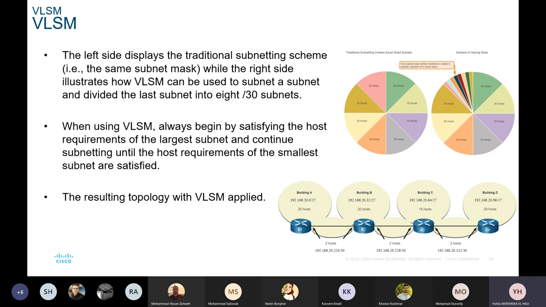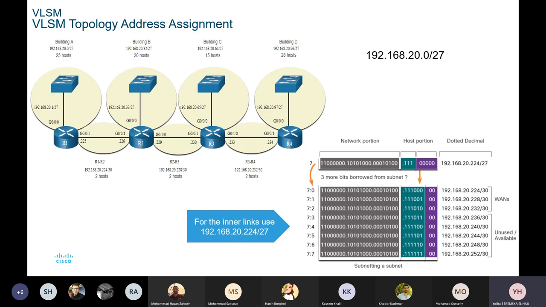And here is actually the idea of using VLSM. Now, look at this. In order to reach this division of 30, we are going to use the last subnet that was of 27, and we divide it taking 3 more bits, and we put them into the subnet address. So finally, we have 192.168.20.224/30, 228 is the next one, and 232 is for the network from router 3 to router 4.